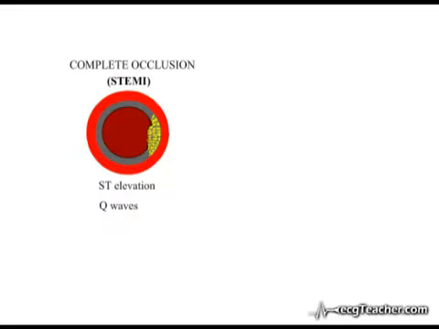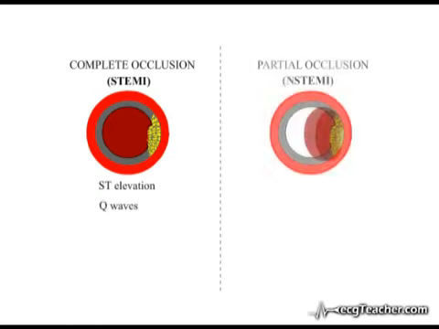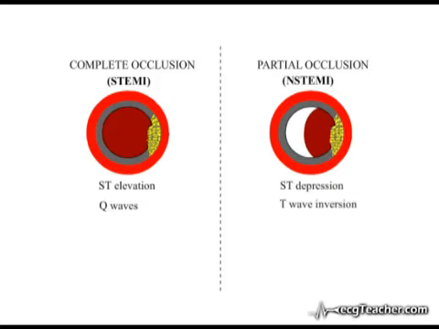So, we've seen that in ST elevation MI, untreated complete arterial occlusion may progress to infarction of the full thickness of the affected myocardial wall. This may be associated with the development of pathological Q waves in the leads overlying the dead muscle. In contrast, partial occlusion may progress to localized infarction, the process tending to focus on the subendocardium. This situation is characterized by depression of the ST segment and/or T-wave inversion. Q waves do not generally develop.